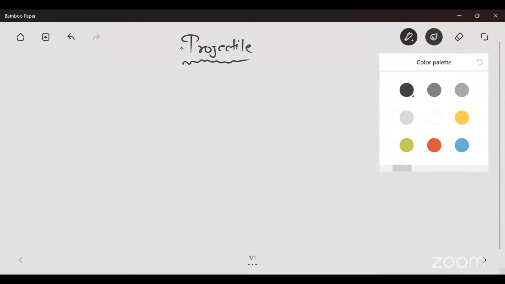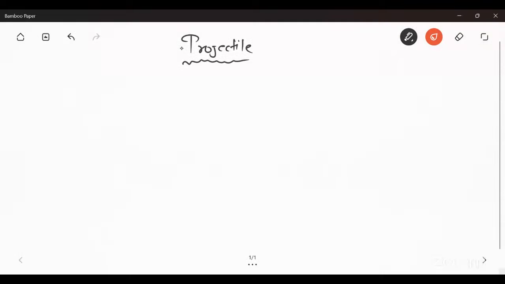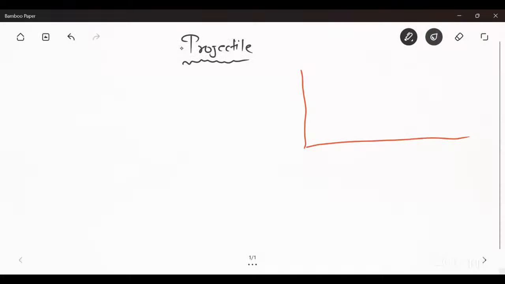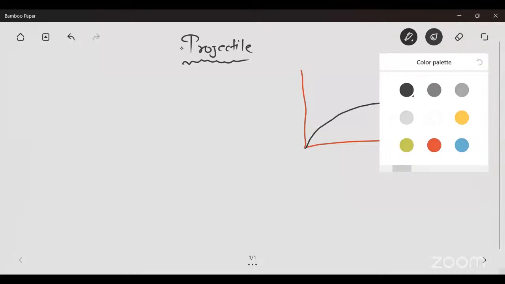Okay. So the first topic is projectile. The question is, what is a projectile? A projectile is any body which, once thrown with some initial velocity near the surface of the Earth, moves along a curved path under the influence of gravity. The trajectory of a projectile is a parabola.